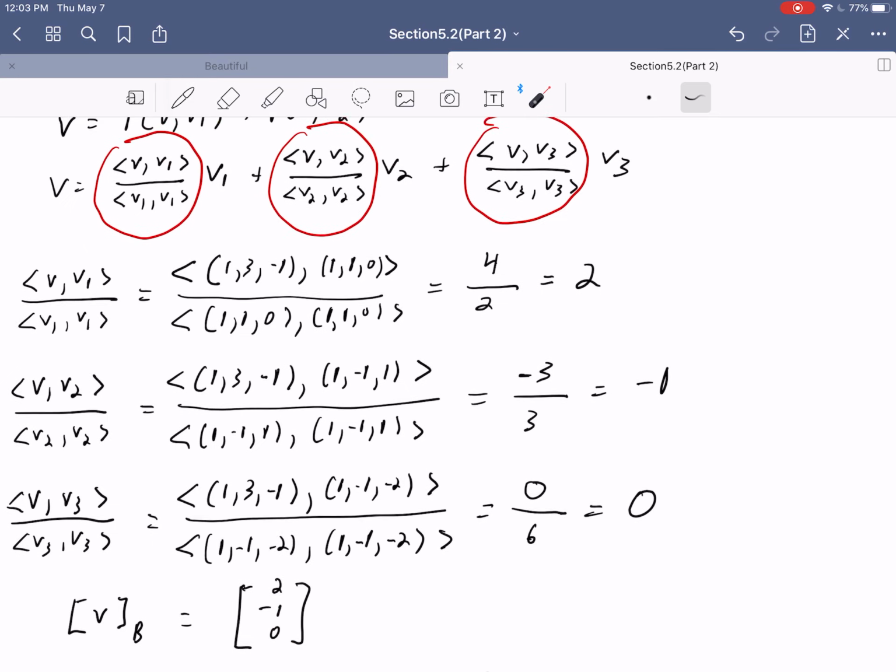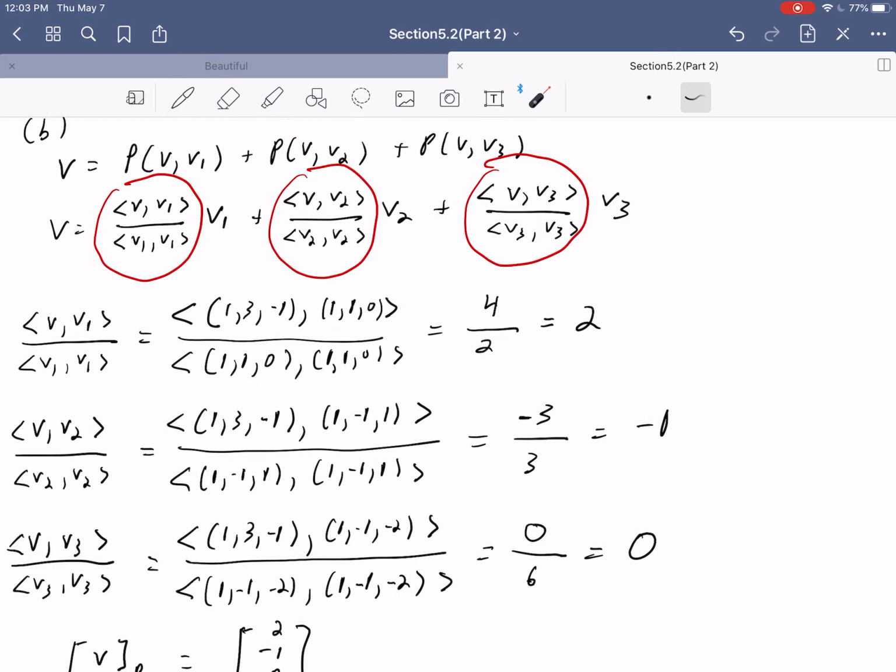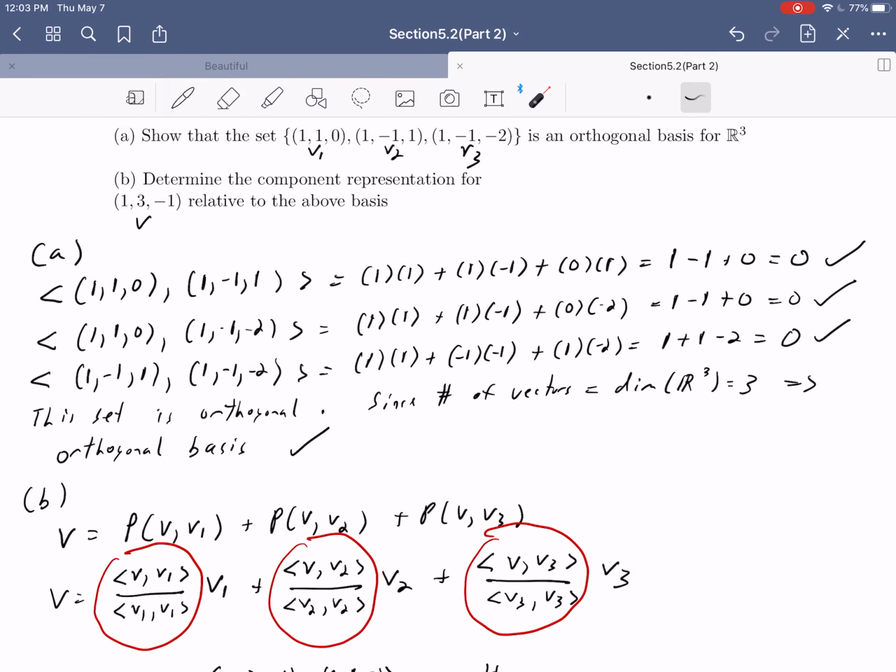But notice that this gives us a way of avoiding the system of equations and just doing these inner product computations to solve for that component representation. Okay, so that was pretty quick and easy. Let's try that one more time with one of the more non-standard inner products that we've worked with, specifically on the polynomial space.